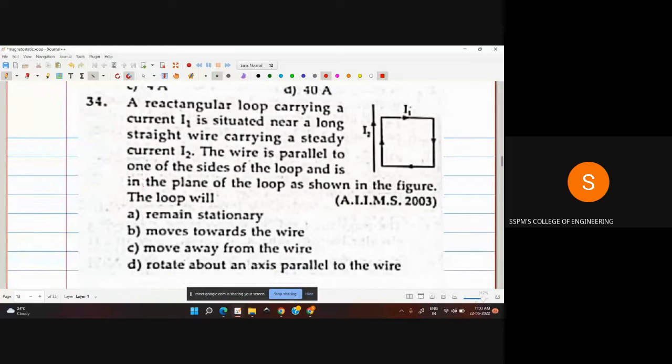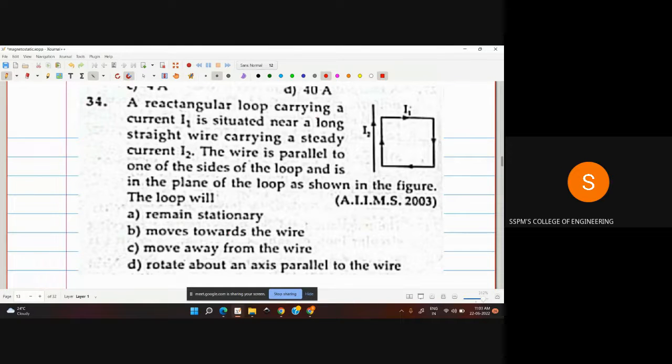आता ह्या टाइपचे एक्झाम्पल विचारतात बाबा. एकदम सिंपल आहे. आता इथे काय दिलेलं आहे? A rectangular loop carrying a current I1 is situated near a long straight wire carrying a steady current I2, and the wire is parallel to one of the side of the loop and is in the plane of the loop as shown in figure. ऑप्शन काय आहे रिमेन स्टेशनरी म्हणजे तुमचा फोर्स कसा असेल, इट विल बी अट्रॅक्टिव्ह फोर्स और इट विल बी रिपल्सिव्ह फोर्स और इट विल बी झिरो फोर्स, हे तुम्हाला फाइंड आउट करायचं.